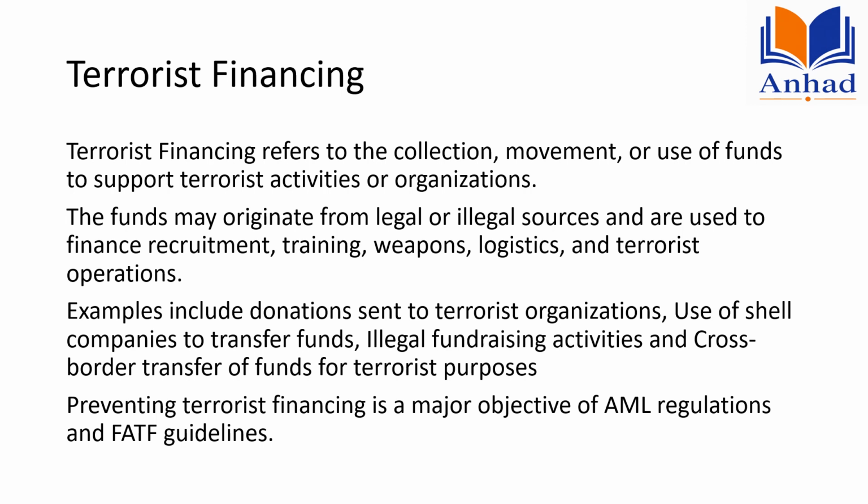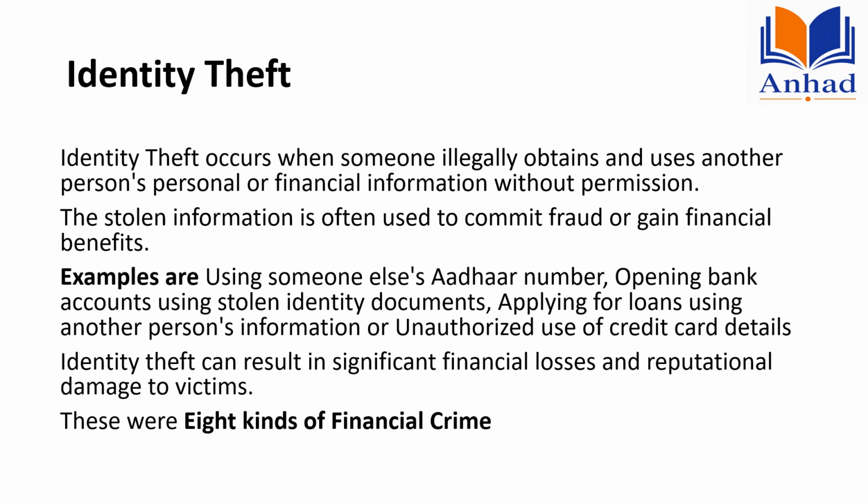The funds may originate from legal or illegal sources and are used to finance recruitment, training, weapons, logistics, and terrorist operations. Examples include donations sent to terrorist organizations, use of shell companies to transfer funds, illegal fundraising activities, and cross-border transfer of funds for terrorist purposes. Preventing terrorist financing is a major objective of AML regulations and FATF guidelines. Eighth kind of financial crime is identity theft.